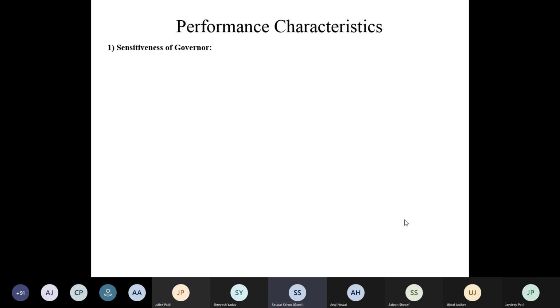It's how easily the governor responds to changes in RPM. A governor is supposed to keep a certain range of RPM. Okay, Shashwat, we will stop here. Okay. We will continue this point in the next lecture.